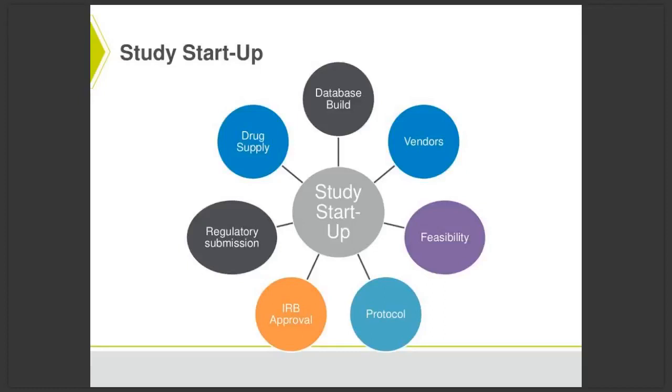All of this has to be done either beforehand or very close to just before that first patient first visit, just so you have enough drug supply at each site. That way, if you need to collect EKGs or certain types of lab parameters that you can't get locally, you have the vendors in place. So all of this is done before you even have your first patient.